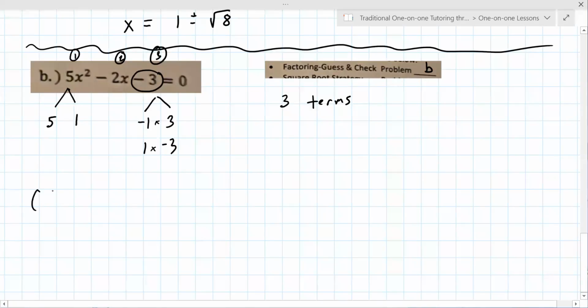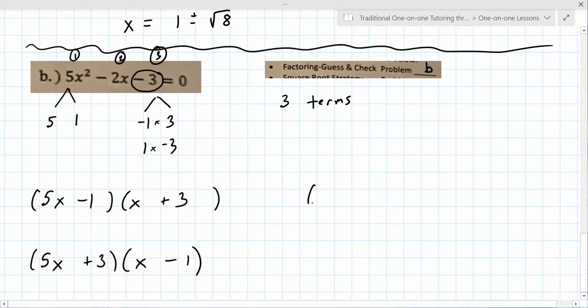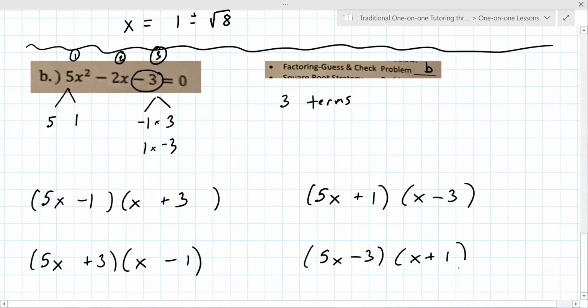All right. So now the guess and check comes from the following. You're supposed to try, and I'm going to write them all out. I'm sorry, I got this mixed up here. We're supposed to write out all the possibilities here. So it's 5x times x, and then it's -1 plus 3, 5x plus 3, x minus 1, and then 5x plus 1, x minus 3, 5x minus 3, x plus 1.